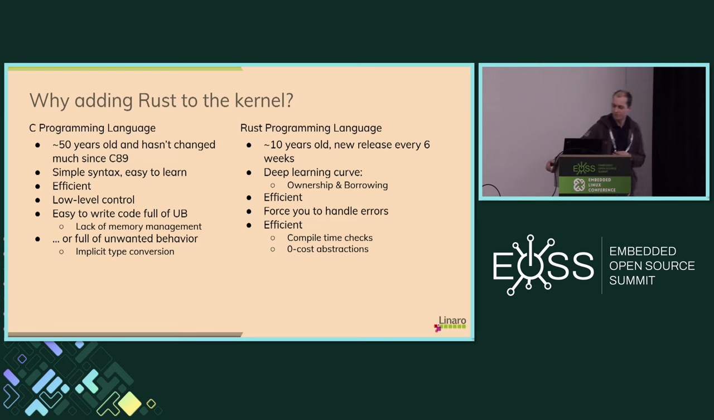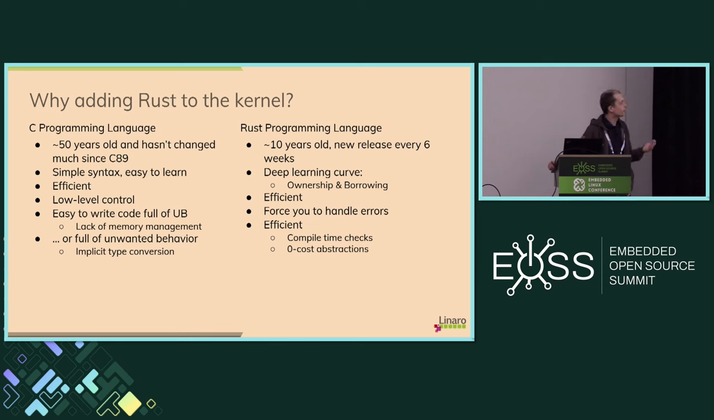C has been around for 50 years. It's been a very long time. The language didn't change much since C89. The benefit of it is that the syntax is pretty simple. It's easy to learn, because there's not much to learn about it. And because it's low level, it's pretty efficient. But because of that, it's easy to write buggy code that has issues related to memory management, concurrency issues, and all sorts of undefined behavior that can happen.